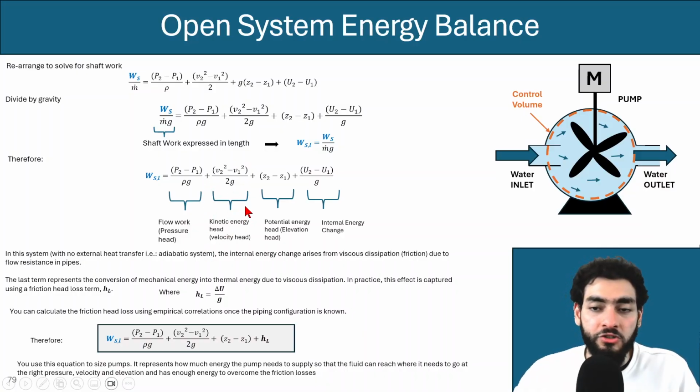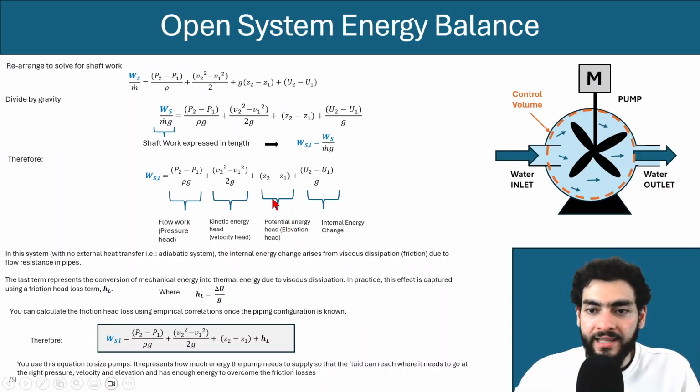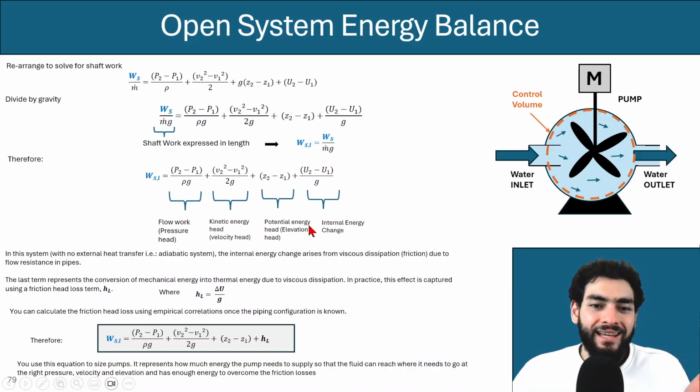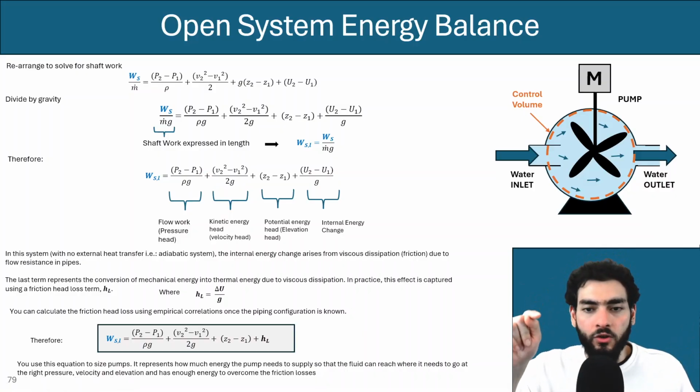That represents the change in kinetic energy, and the change in potential energy from the inlet to the outlet is represented by Z2 minus Z1, and the change in internal energy is represented by capital U at point 2 minus capital U at point 1, and that is divided by gravity. So in this system that we're looking at, we said there's no external heat transfer, right? So you can consider it an adiabatic system. We said Q was 0.